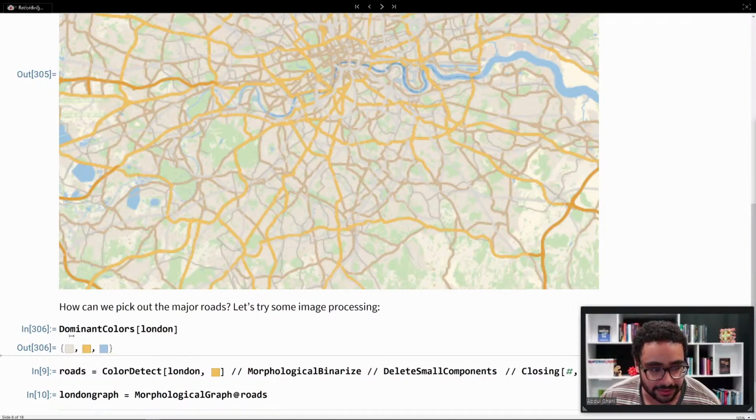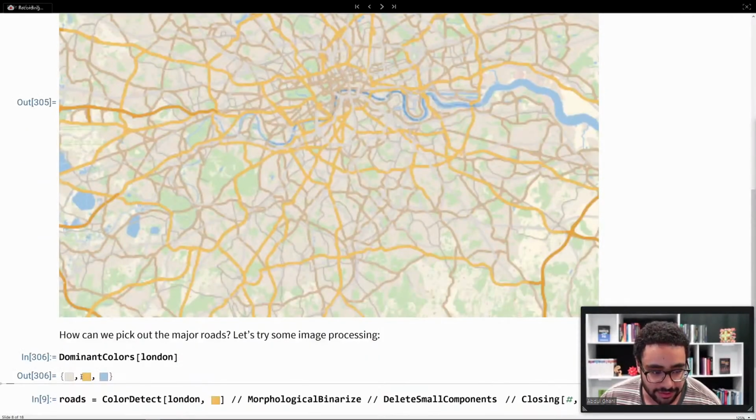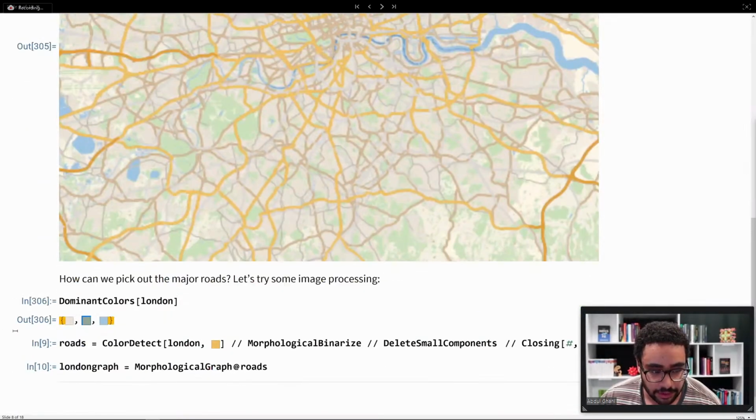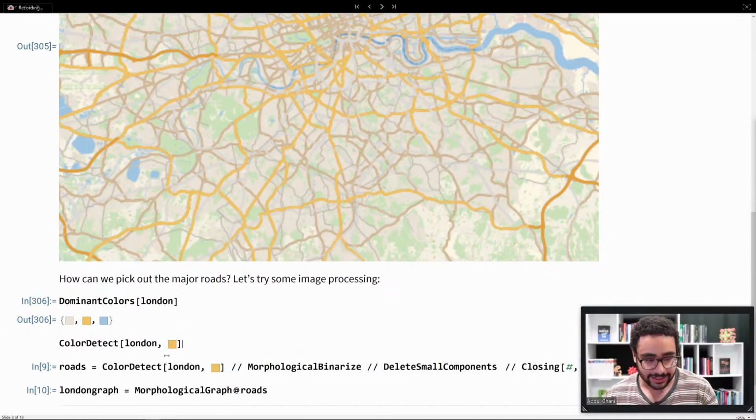There's the background, the blue of the Thames and so on, and then there's what we want, the color of the road. So I literally just copy and paste that into the next cell. Color detect London of this thing. So let's go bit by bit. Color detect of London.